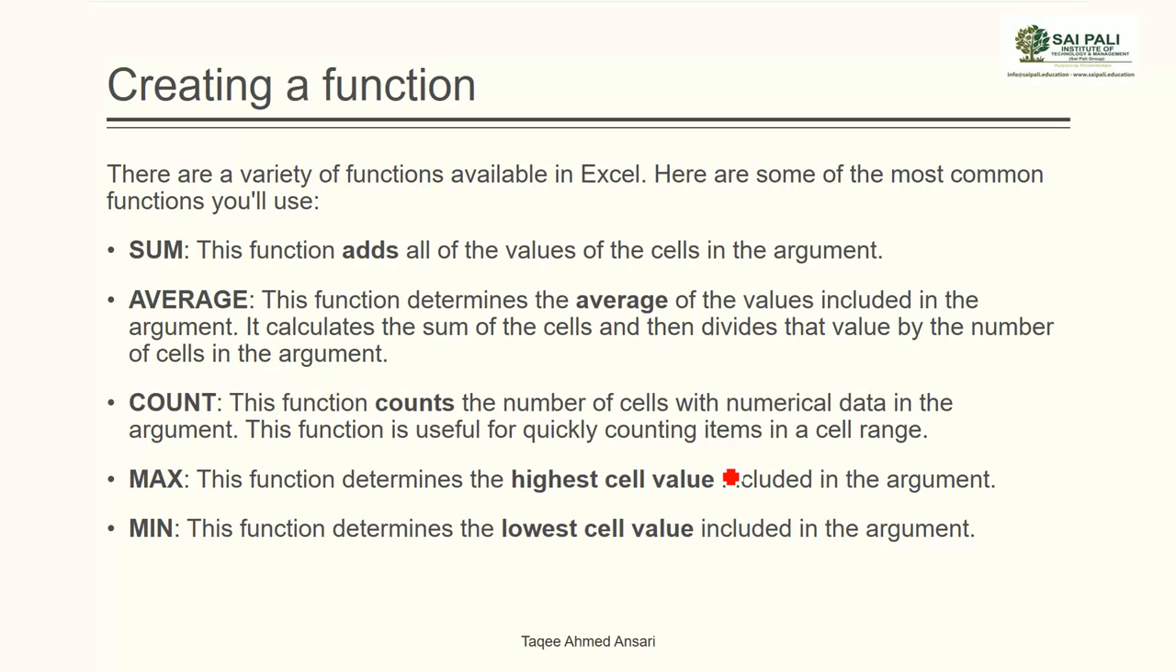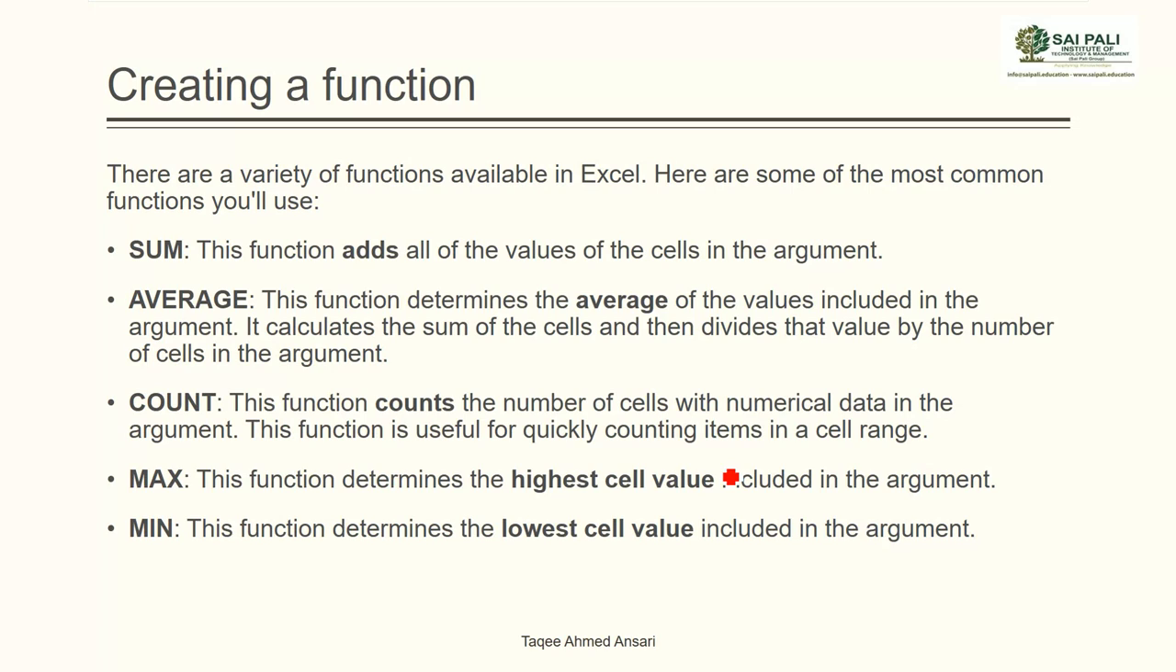Instead of using cells one by one, we can just use SUM and mention the range. Then the AVERAGE function determines the average of the values included in the argument. It calculates the sum of the cells and then divides that value by the number of cells in the argument. That is how we can get the average value: first sum all the values and then divide the total by the count of values.